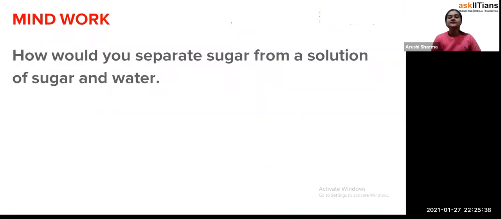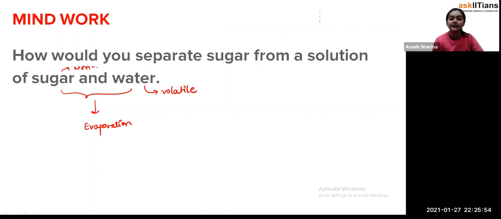Okay, so how would you separate sugar from a solution of sugar and water? Exactly, you can do it by using the evaporation method. Water is the volatile one and sugar is the non-volatile one. So when you heat it up, water gets converted into vapor and the sugar is left behind. So that's how you can separate both of them.